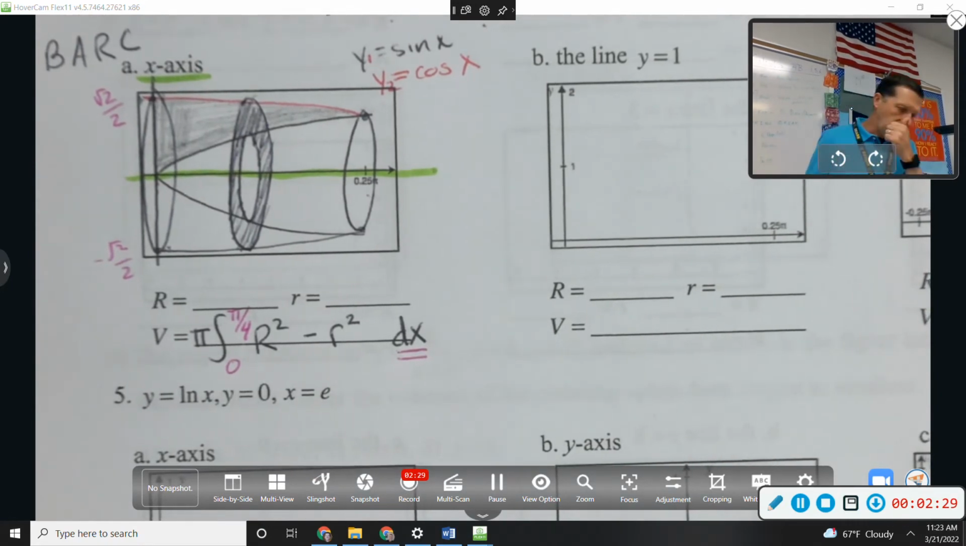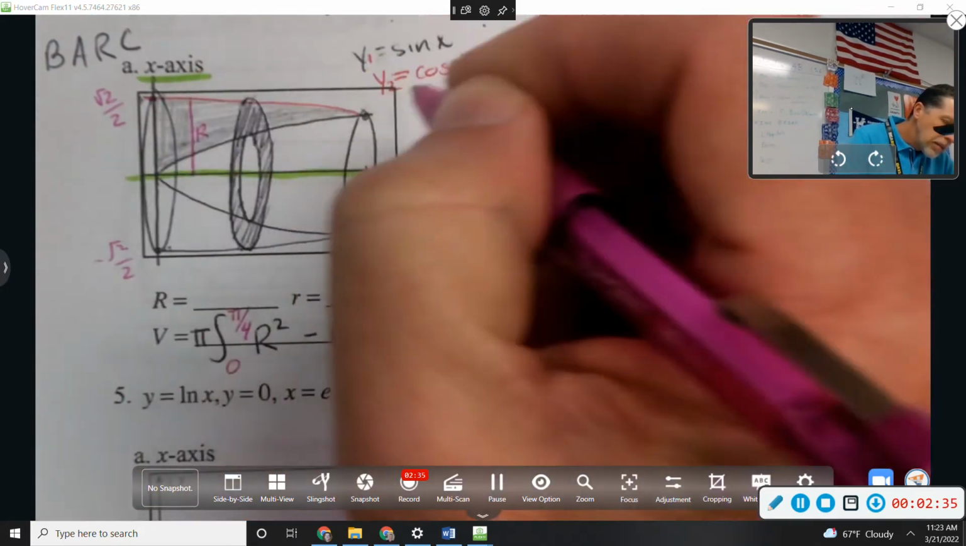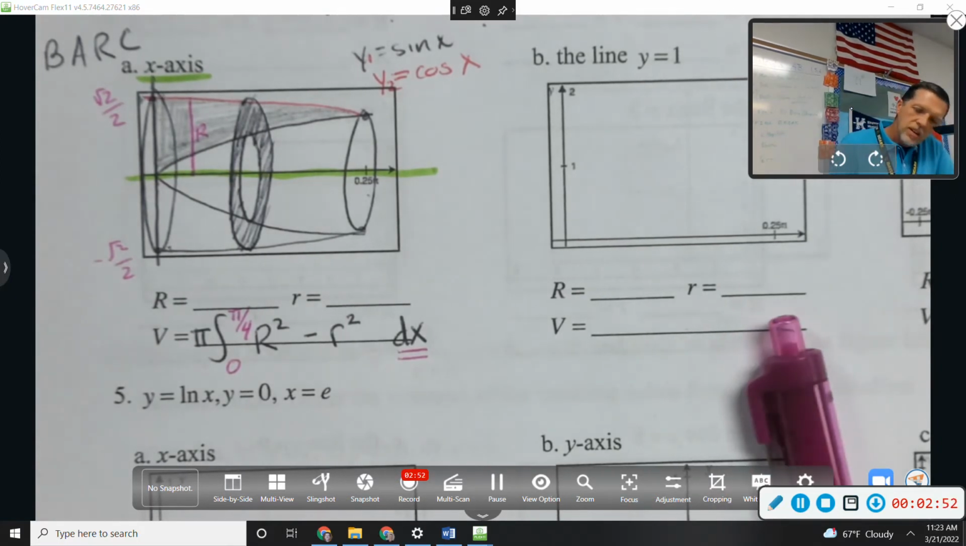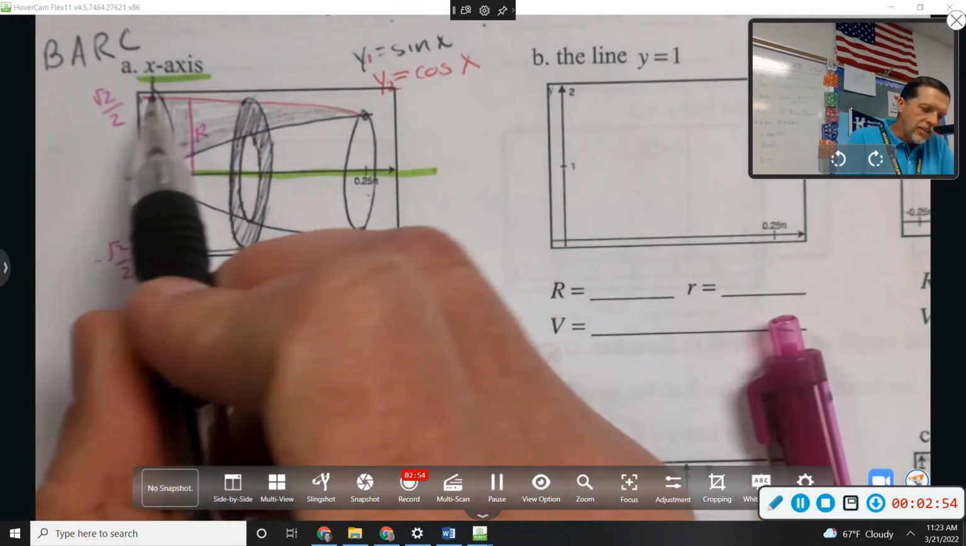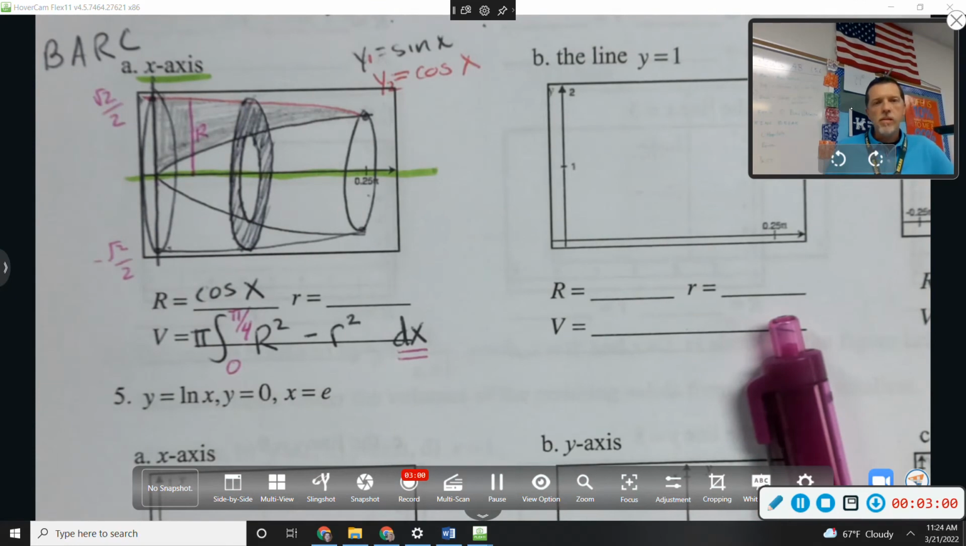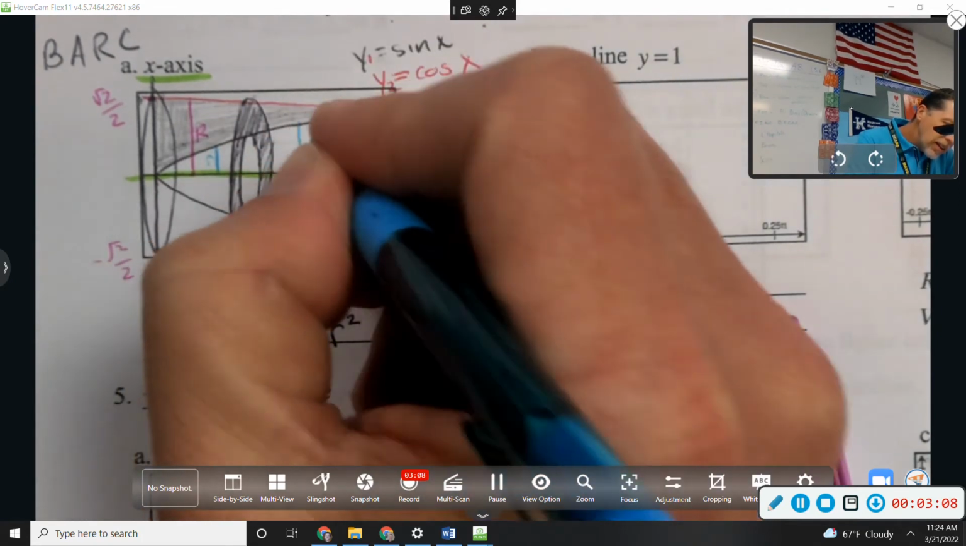Okay, now I need to figure out big R and little r. Big R. Is big R constant or changing? Changing. Not much by my picture, but changing. What's big R equal to? Cosine x. It's equal to y2, which is cosine of x. And little r, that's equal to sine of x.